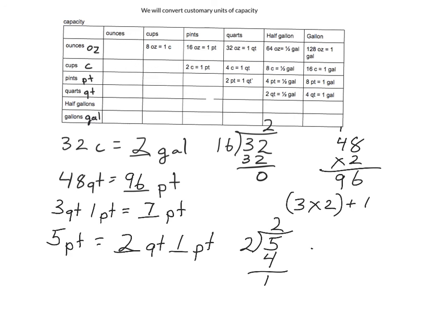And if I wanted to show that over here, if this is my 5 pints, 1, 2, 3, 4, 5, and this is 1 quart, this is 1 quart, and then we have this 1 pint here. So it's 2 quarts and 1 pint.